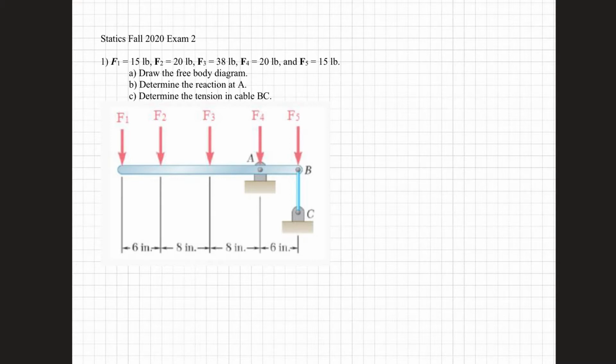I'm not going to use these numbers right here. These are just the numbers that they gave me. Obviously, they gave you a different set of numbers. Okay, so first, for part A, we're going to draw the free body diagram of the beam.